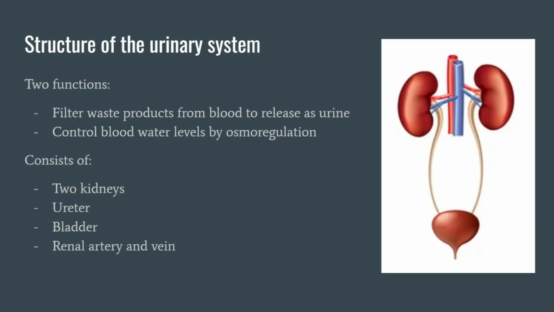The urinary system has two key functions. The first being to filter out any waste products within the blood and expel it from the body as urine. The second is in order to control the blood water levels of the body through osmoregulation.